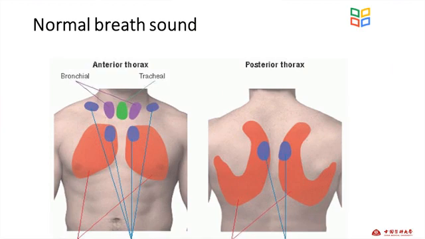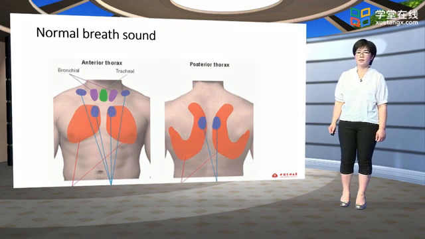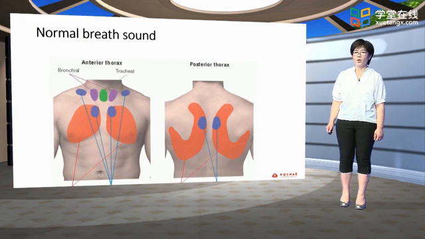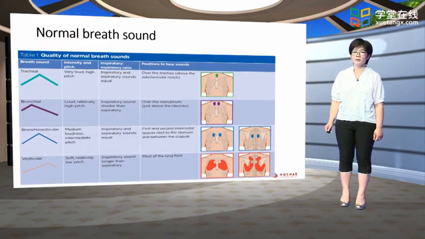In the picture, the green position is the tracheal breath sound, upper, above the clavicle. The purple one is the bronchial breath sound. For the blue ones, we hear the bronchovesicular sound. And in the orange part, if you put a stethoscope, you hear the vesicular sound. So we hear the vesicular sound over most of our lungs, but at some special sites we will hear the tracheal, bronchial, and bronchovesicular sounds. In this part, we learn the normal breath sounds, and they are different.